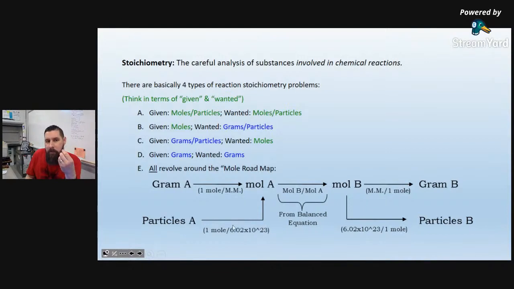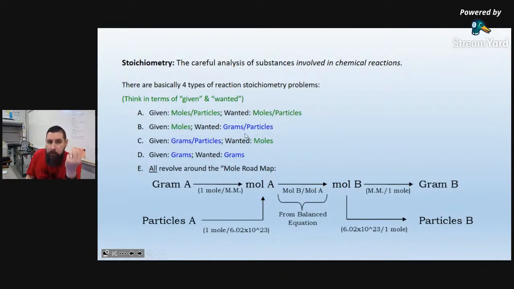Notice that the two conversions as I go from moles to particles and particles to moles, these are just inverses of each other, which means Avogadro's number would cancel out. So if they start with particles of A and want to find particles of B, all I really need to do is apply again that ratio from the balanced equation.